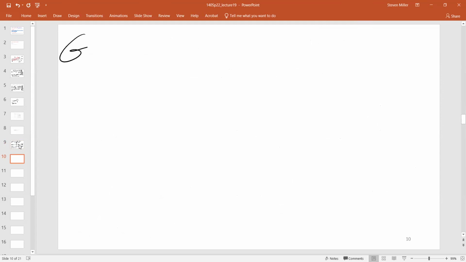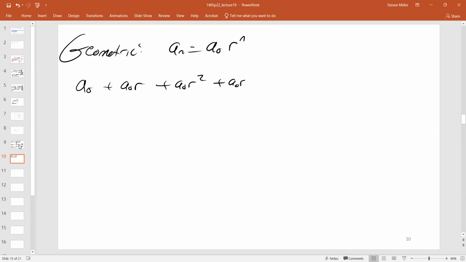So geometric: the nth term is a0 r to the n, and then a0 plus a0 r plus a0 r squared plus a0 r cubed plus dot dot dot is equal to a0 times 1 over 1 minus r, if the absolute value of r is less than 1. So this is the famous geometric series formula. It is one of the most important formulas in all of mathematics. There are very few series that we can evaluate in closed form. This is one of them.